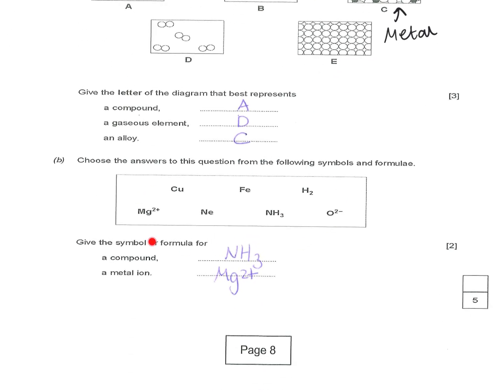Lots of different elements here, or not elements, just compounds, molecules. So a compound would be that one because it's two different elements joined together. A metal ion, sorry, so it has to have a positive. If it's a metal, it must be positive.